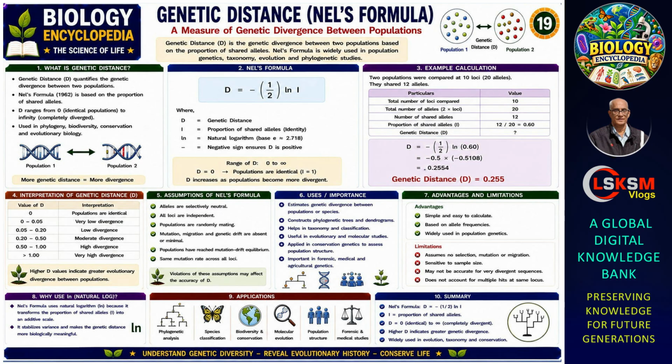Nineteen. Genetic distance, Nei's formula. Nei's genetic distance estimates the degree of genetic difference between populations or species. It is widely used in population genetics to study evolutionary relationships and genetic divergence.